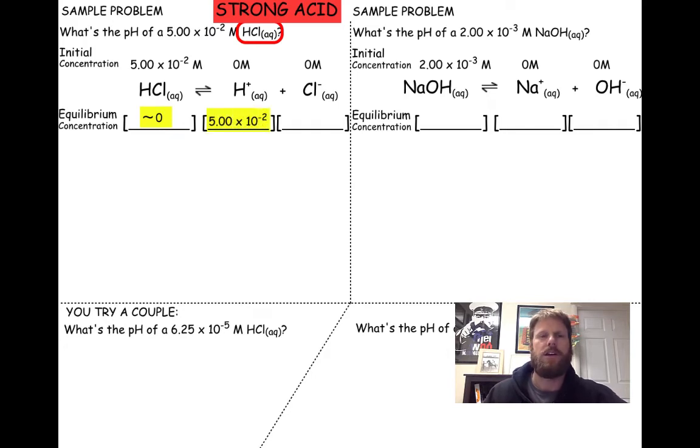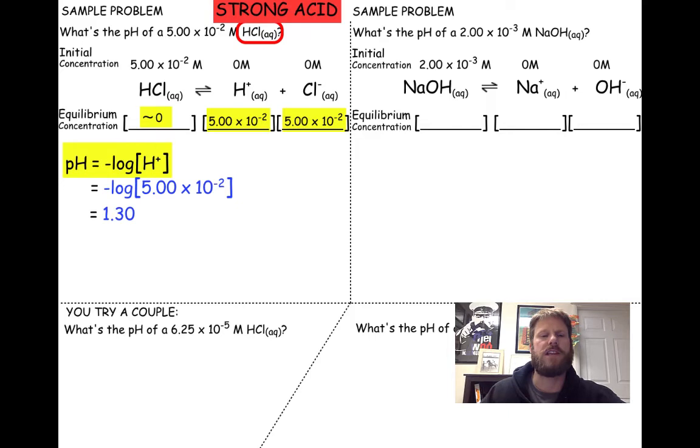Now, since a molecule of HCl breaks up into one H+ and one Cl-, whatever the concentration of the acid is given in the problem, that's going to be the concentration of H+ and the concentration of Cl-. But we only really care about the concentration of H+ when determining the pH. So for a strong acid, if you want to know the pH, just take the negative log of the concentration. So the negative log of 5.0 times 10 to the negative second is 1.30.